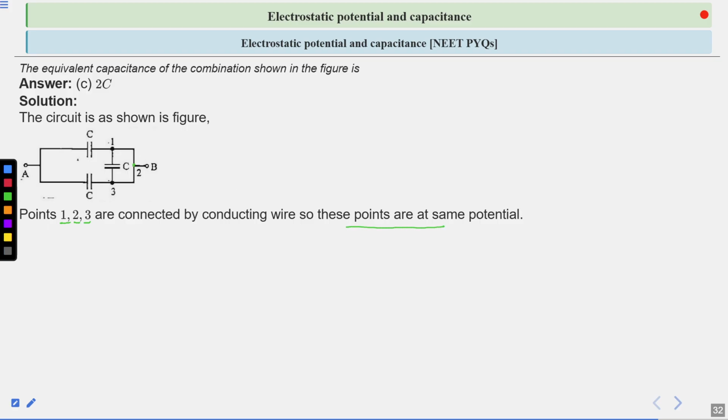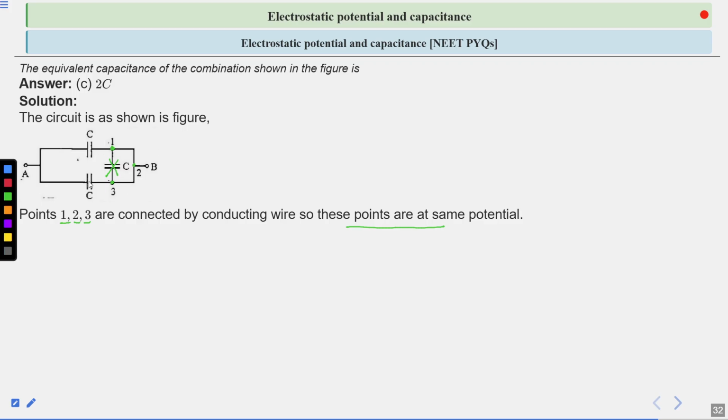These 3 points, 2, 1 and 3, are connected by a conducting wire, so all these 3 points will be at the same potential. Since they are at the same potential, the potential difference between these points is 0. So the potential difference between 1 and 3 is 0, so no charges will be stored on this capacitor. So this will not be considered in the circuit.